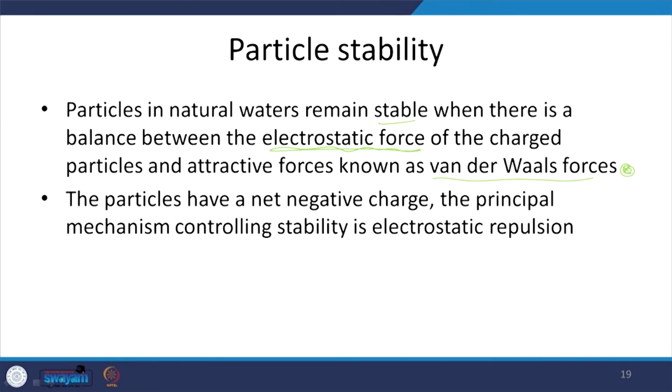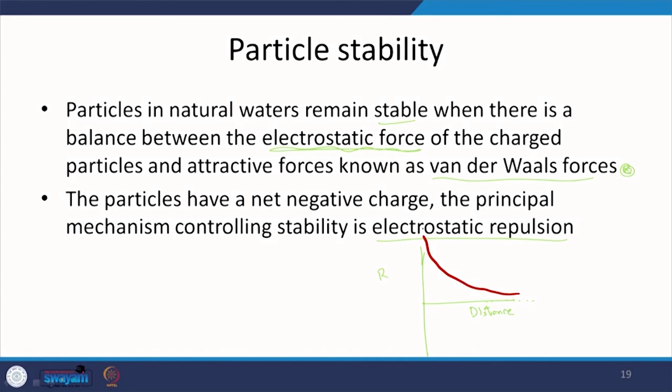Again, for particles with negative charge, the mechanism controlling stability, as I just mentioned, is the electrostatic repulsion, so let us understand this. If this is the electrostatic force of repulsion, and this is the distance, then as the distance decreases, this repulsion force will increase. As I come nearer to my particle of interest, this is increasing.